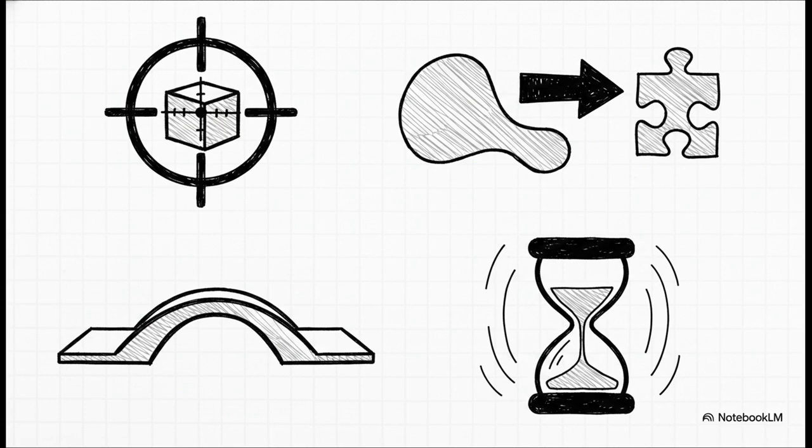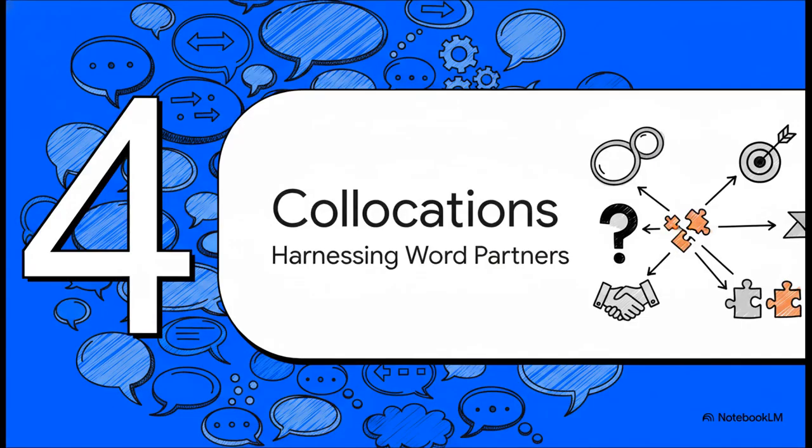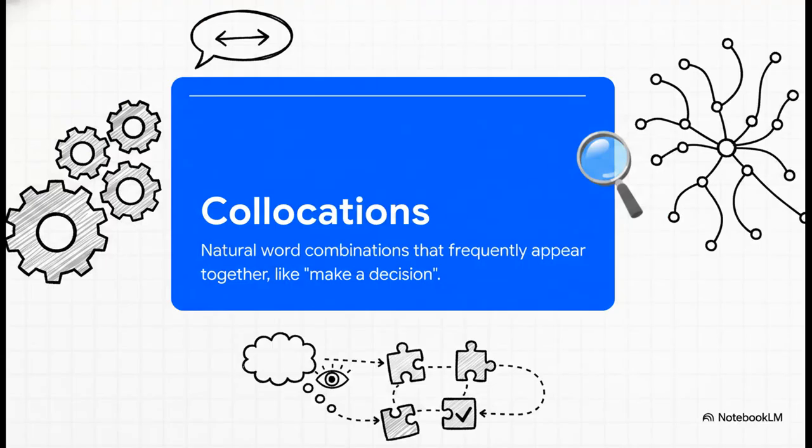Bringing us to Section 4, collocations, or, as I like to call it, harnessing word partners. So, if grammar tells you what kind of word you need, collocations tell you exactly which word it is.